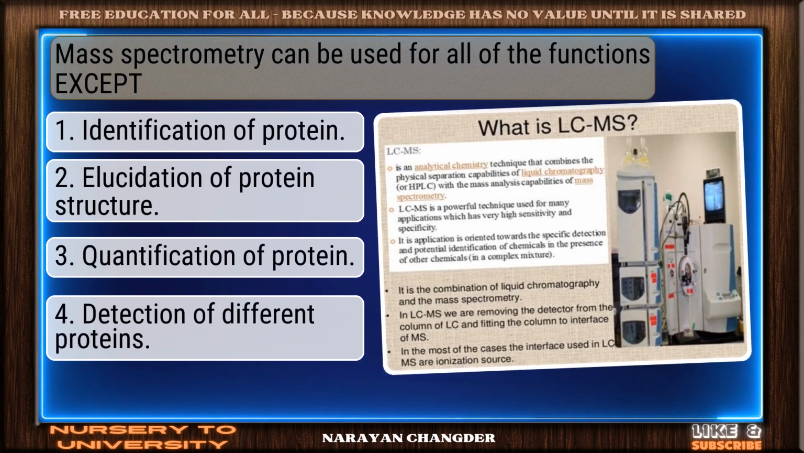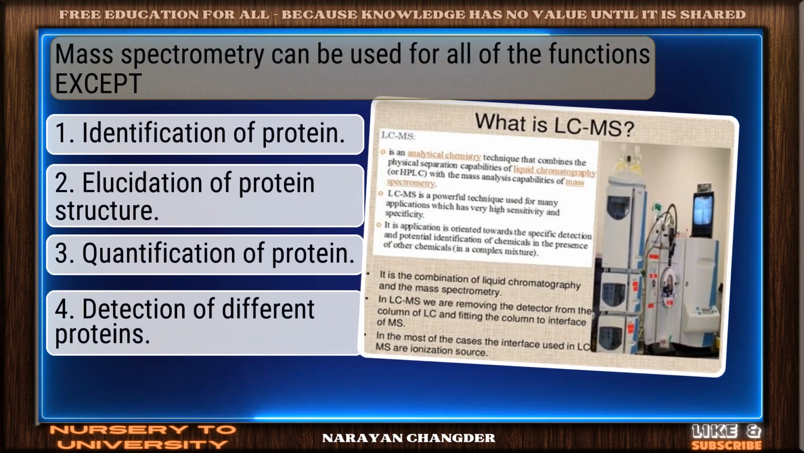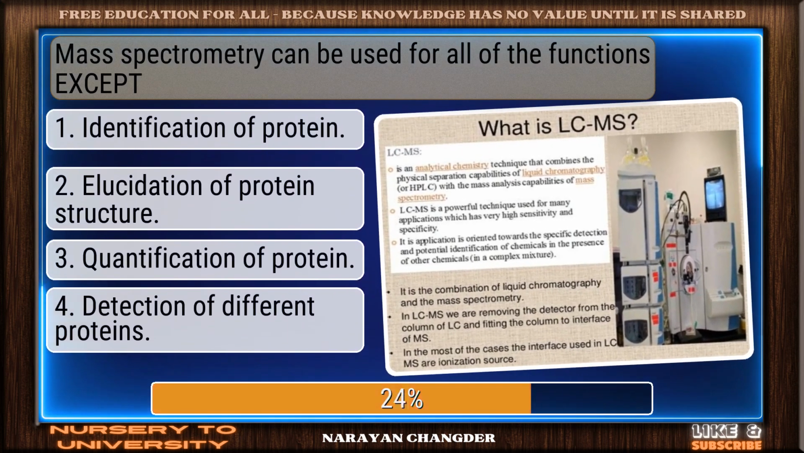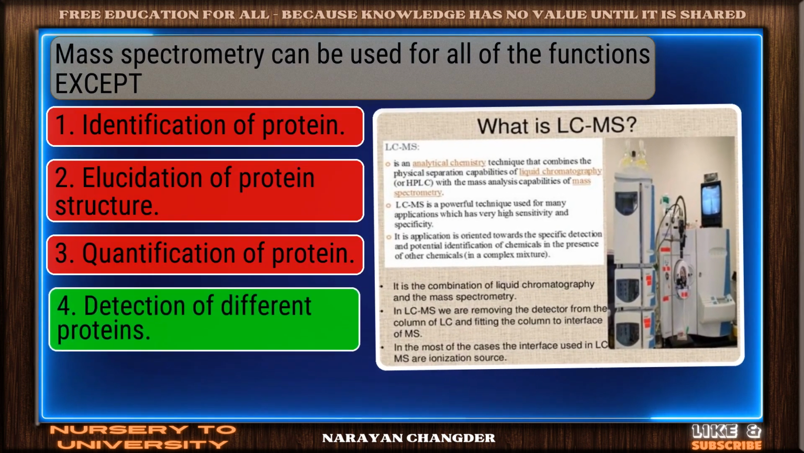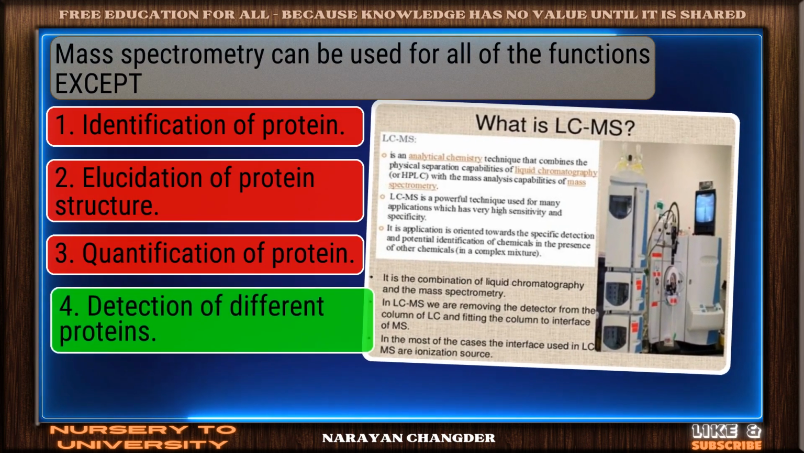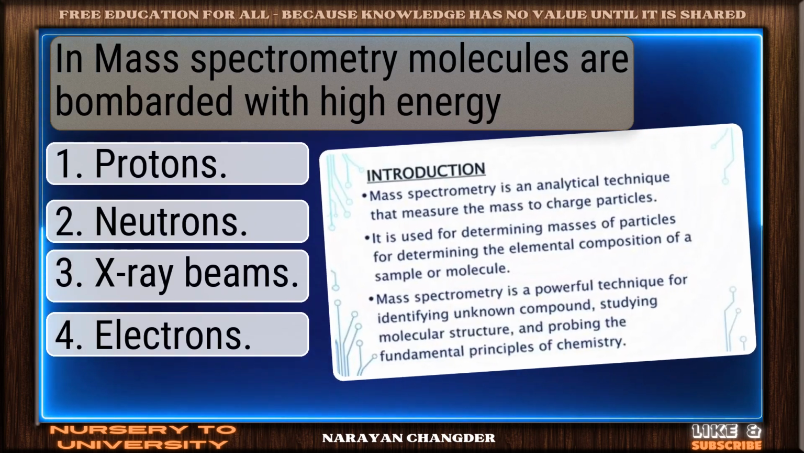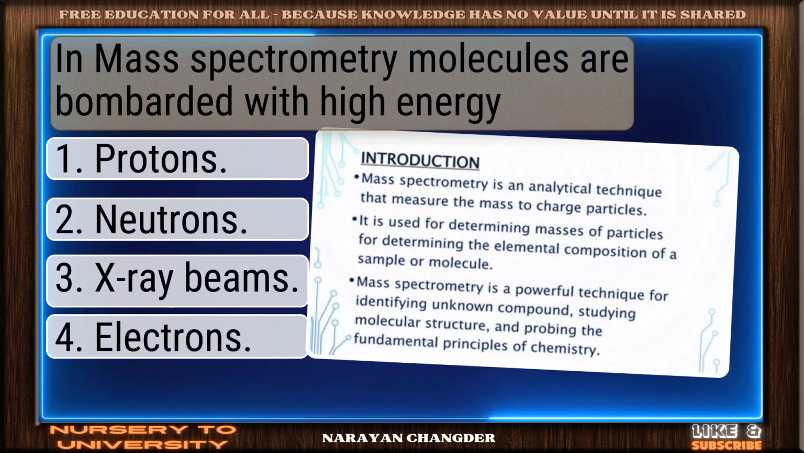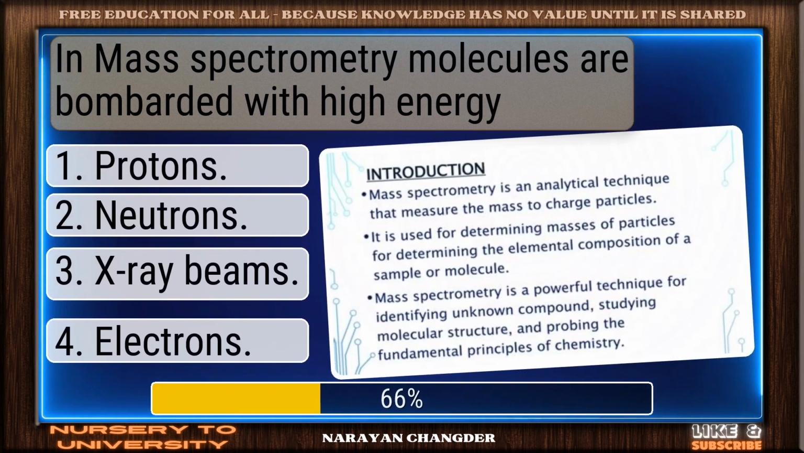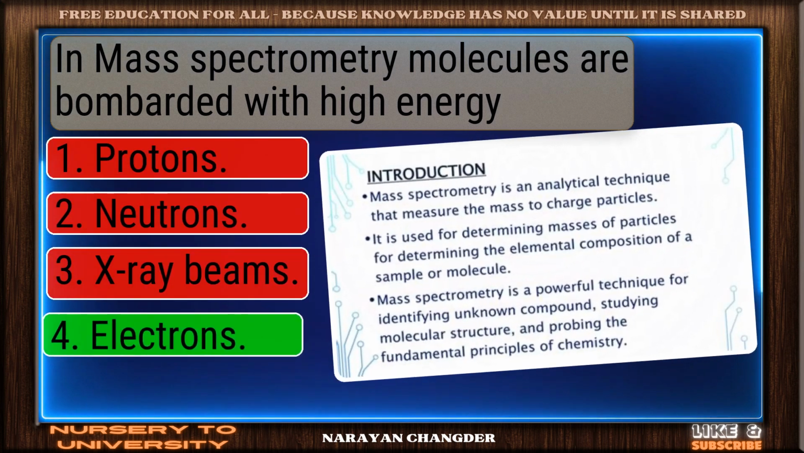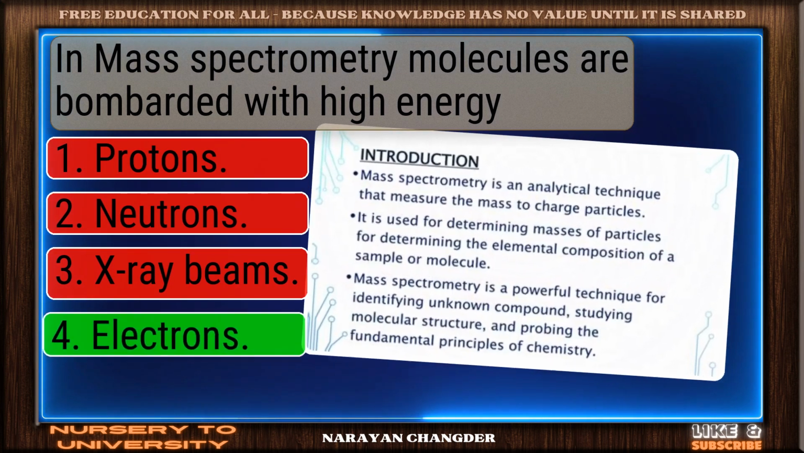Mass spectrometry can be used for all of the functions except. Solid response. Detection of different proteins is a valid choice. In mass spectrometry, molecules are bombarded with high energy. Good thinking. Electrons is the right answer.